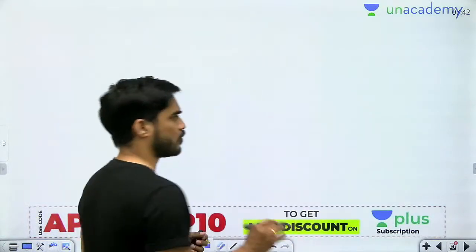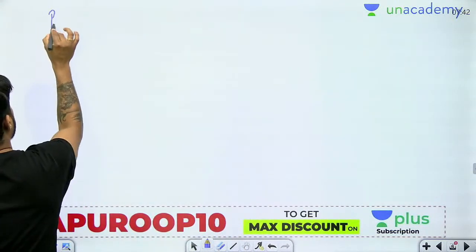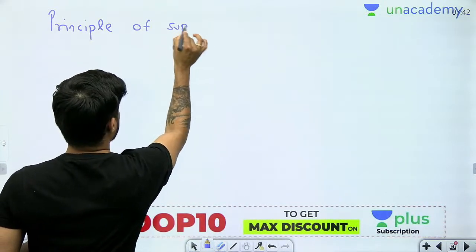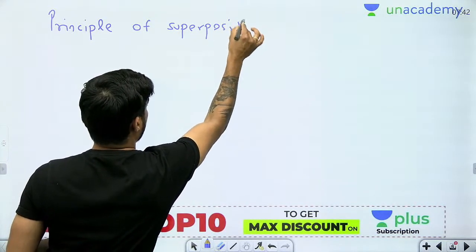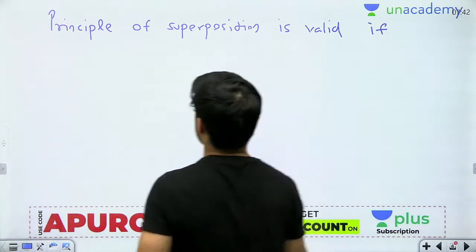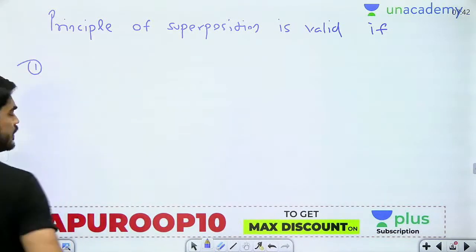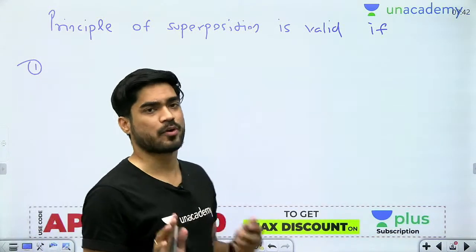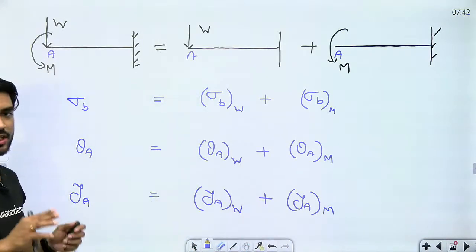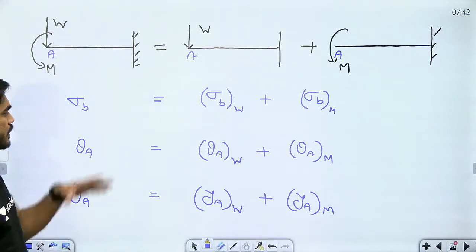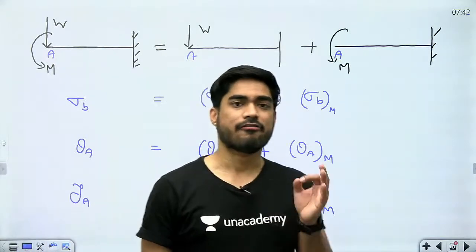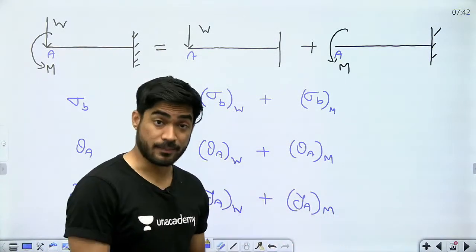So principle of superposition is valid if, first point and the most important point, whatever you are calculating, stress and deformation, whatever you are calculating, are within proportional limit.